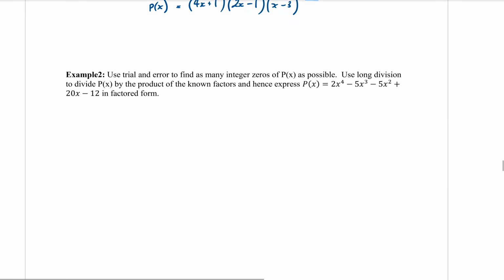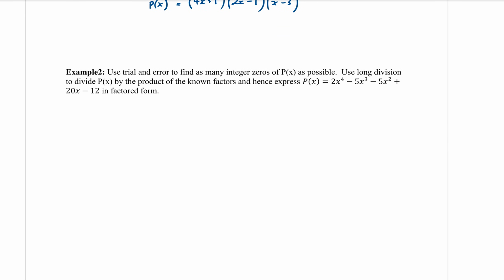Question 2. Use trial and error to find as many zeros of p of x as possible. Use long division to divide p of x by the product of these known factors, and hence express that polynomial in factored form. So we did this last lesson, but this will be good for a quick little review. To completely factorize that, I need to find all my factors.